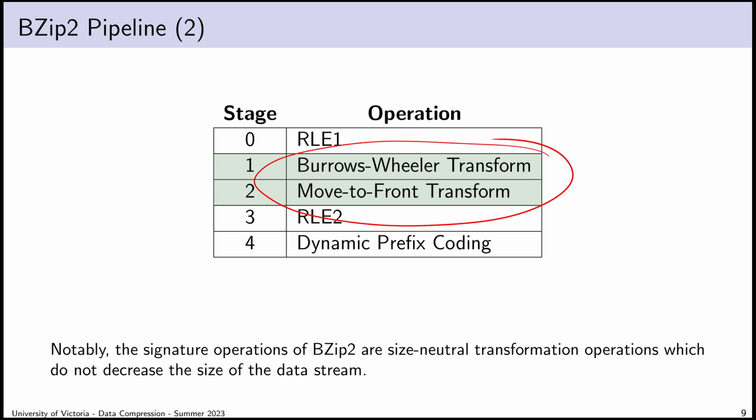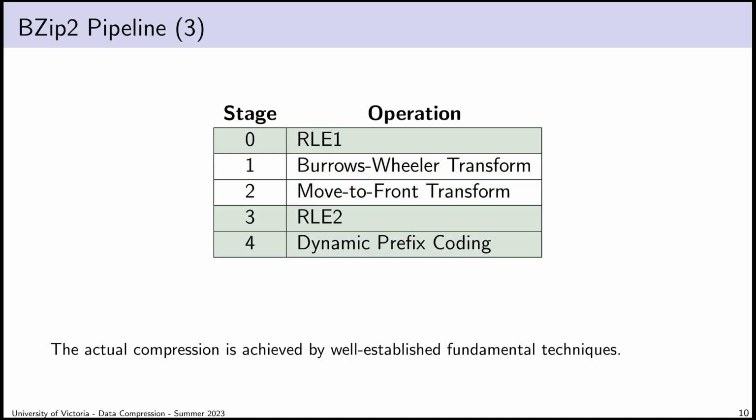But these two transforms together, of course, don't actually do any compression. They're just size-neutral transformations. Although, as we know, the BWT actually adds extra data because it adds on that BWT index. So the two signature features of BZip actually don't produce compression at all. All of the compression is achieved via relatively fundamental techniques.